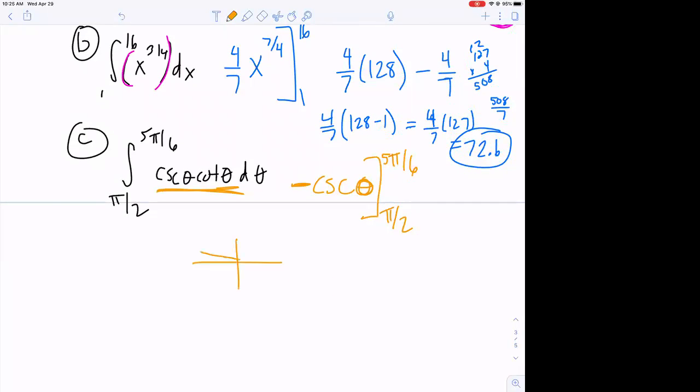5π/6 is here on the unit circle. So 1/2, but the reciprocal of that would be 2, but it's -2. This is a negative sign. Minus π/2. Sine of π/2 would be 1. But when you flip that, it's still 1, and then it's a -1. So -2 plus 1 is -1. If anybody wants to verify that, let me know, but I'm pretty sure that's right.